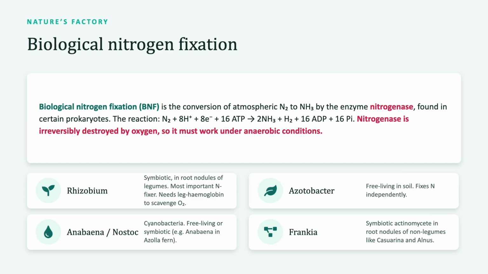Other nitrogen fixers include Azotobacter, a free-living soil bacterium, cyanobacteria like Anabaena and Nostoc, which can be free-living or symbiotic, and Frankia, an actinomycete that forms root nodules in non-legumes like Casuarina.